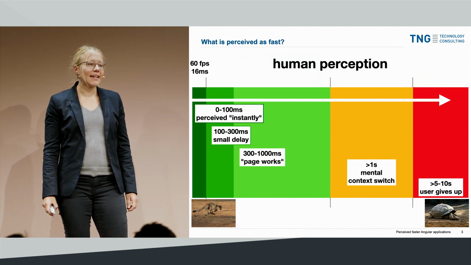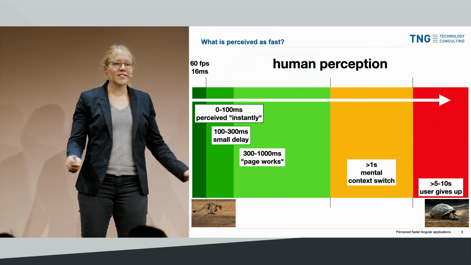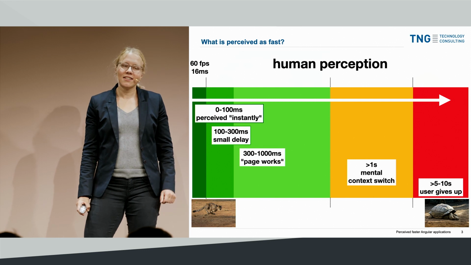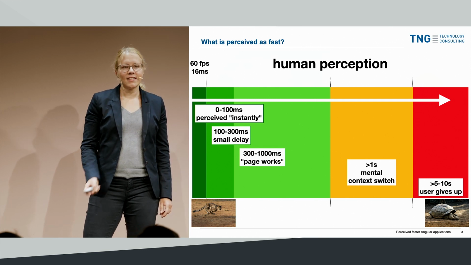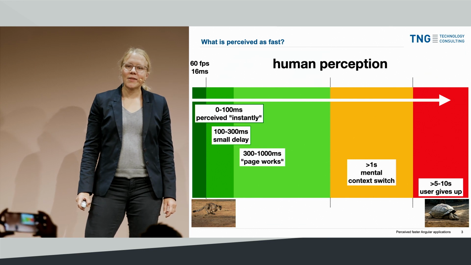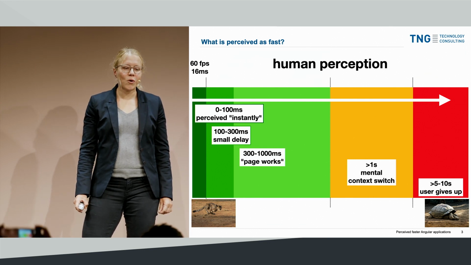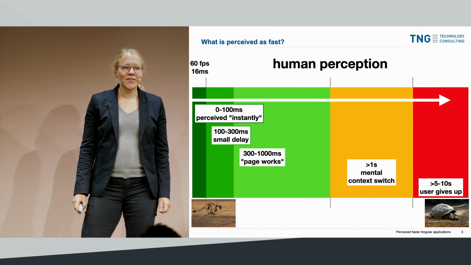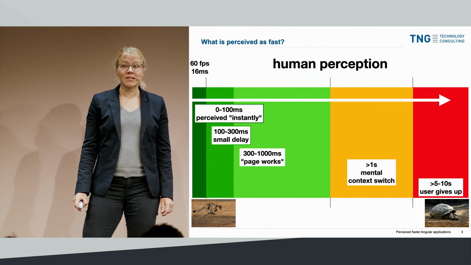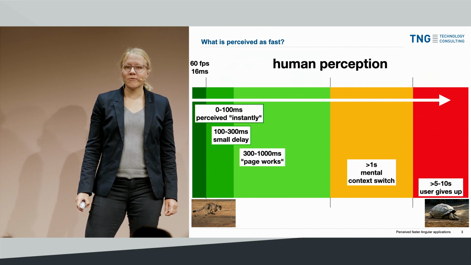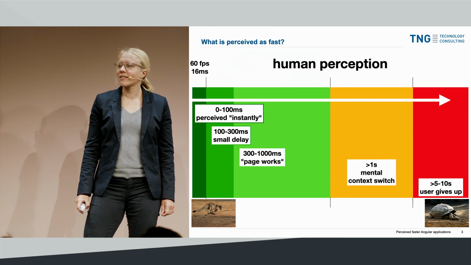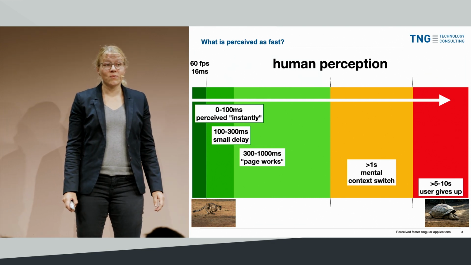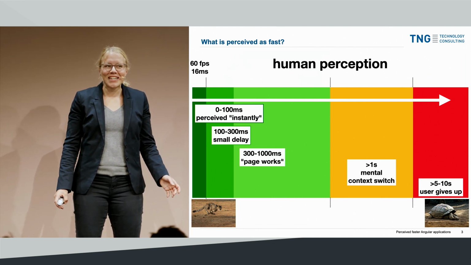In general, we can say up to 100 milliseconds, everything we see, the human brain cannot distinguish. It's perceived as instant. So here we are very, very fast. Up to 300 milliseconds, the brain will be able to notice a small delay. So that's our buffer. Beyond 300 milliseconds, it will be noticeable, but the user is usually willing to accept up to 1 second that the page is still working and there's no problem behind. Above the second, we go into the orange area and then into the red zone.